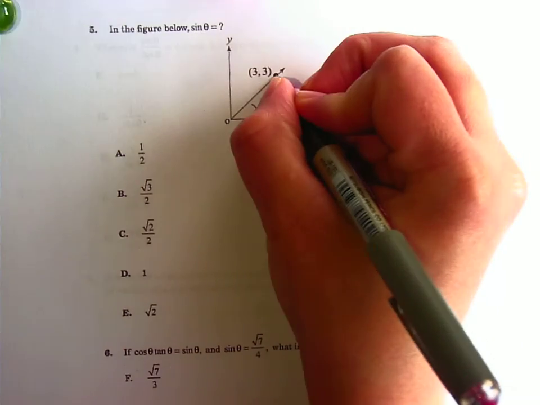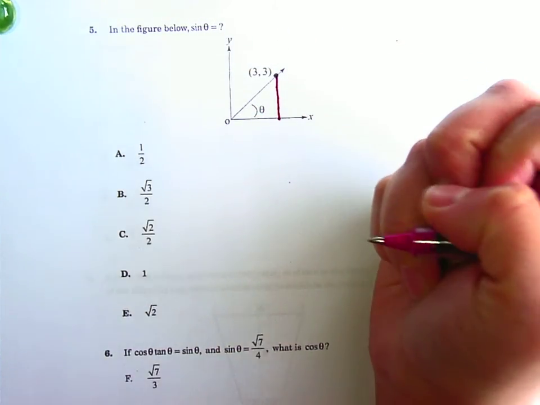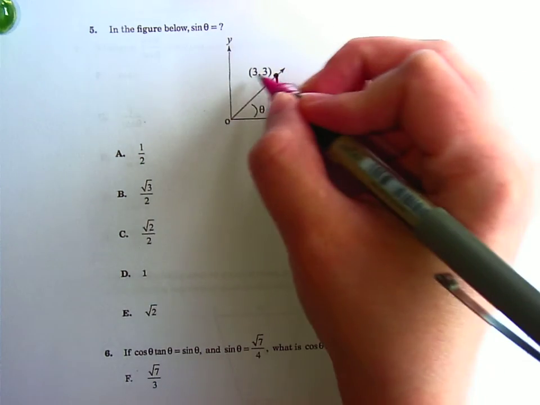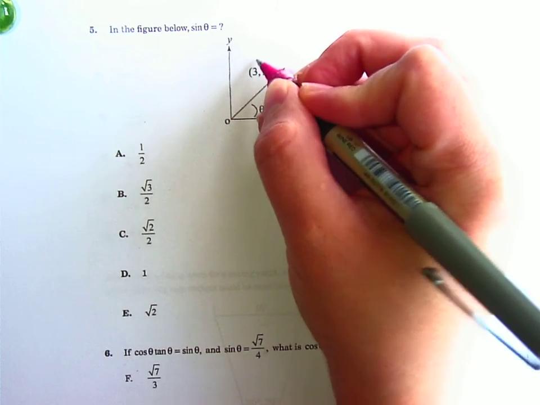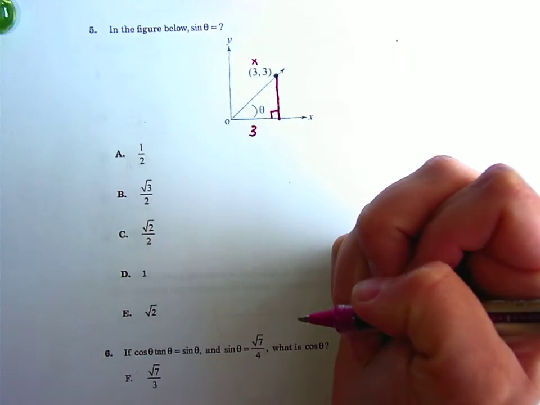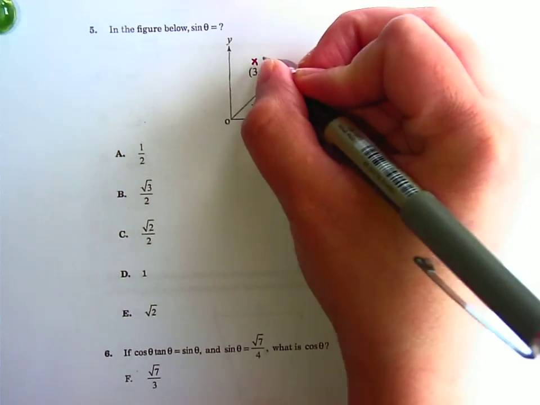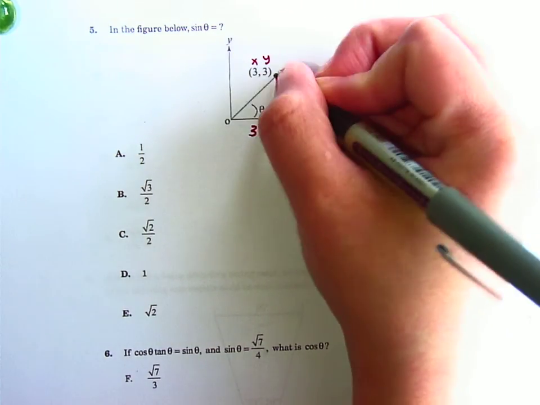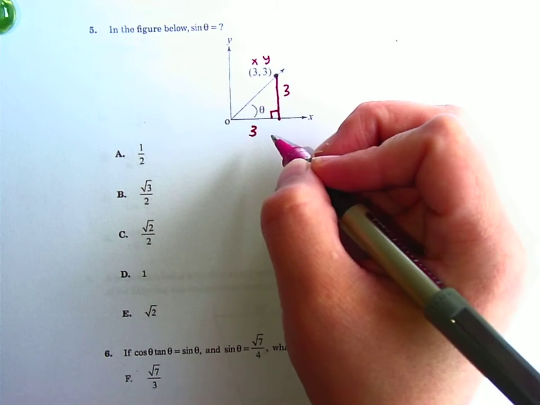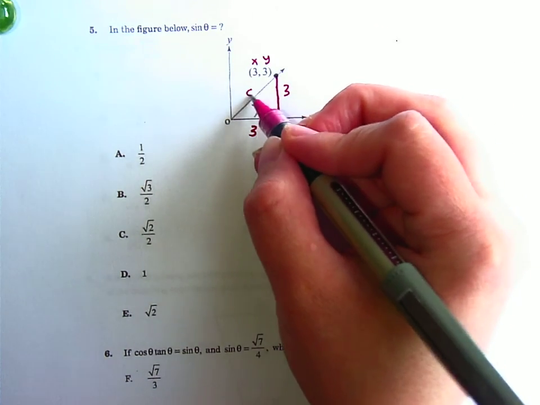We're going to pretend this is a right triangle right here, and draw it in. So that's a right triangle. Remember, the first 3 is the x, so that's this distance right there, how far it goes to the left or right. And the other 3 is the y value, how far it goes up, that's 3 here. So now we've got a right triangle where we're missing the hypotenuse.